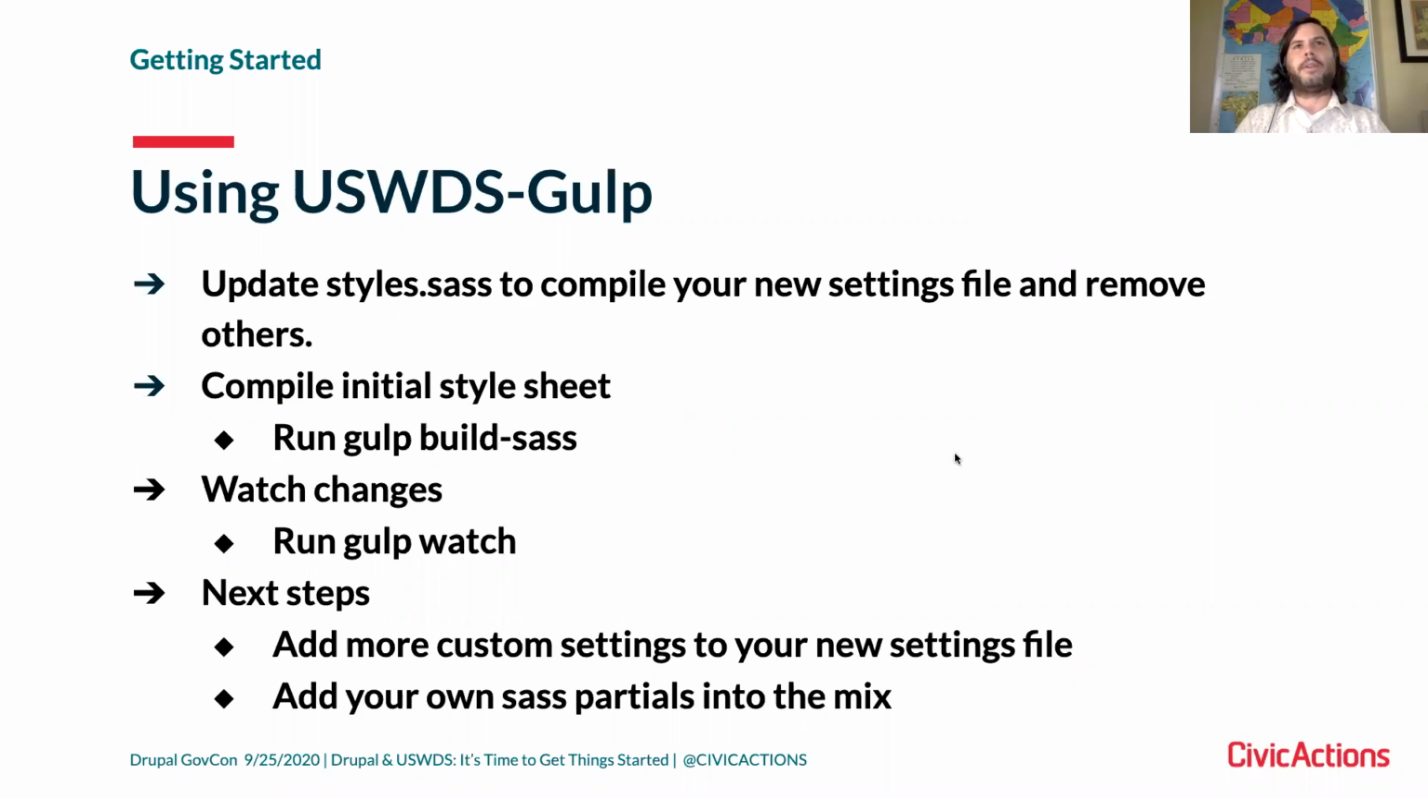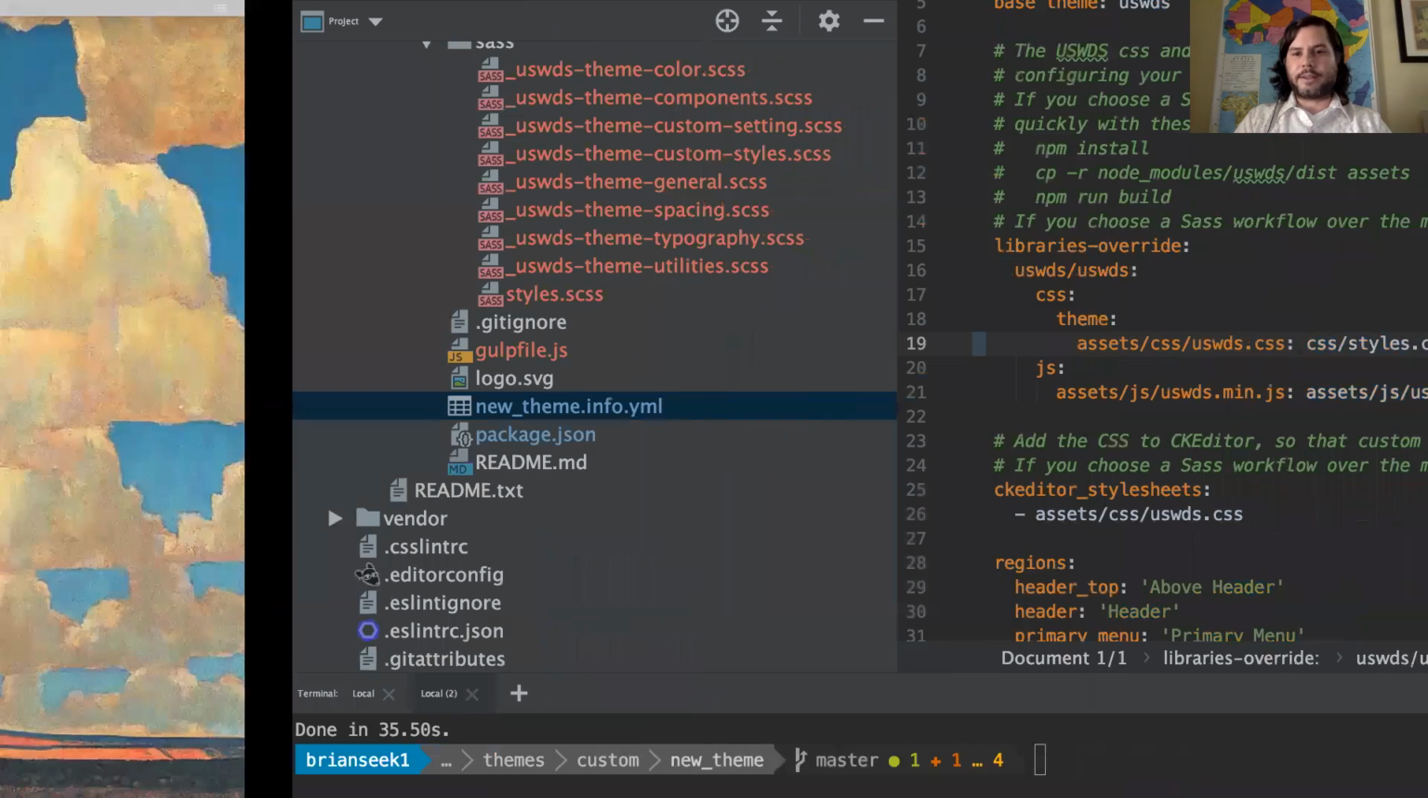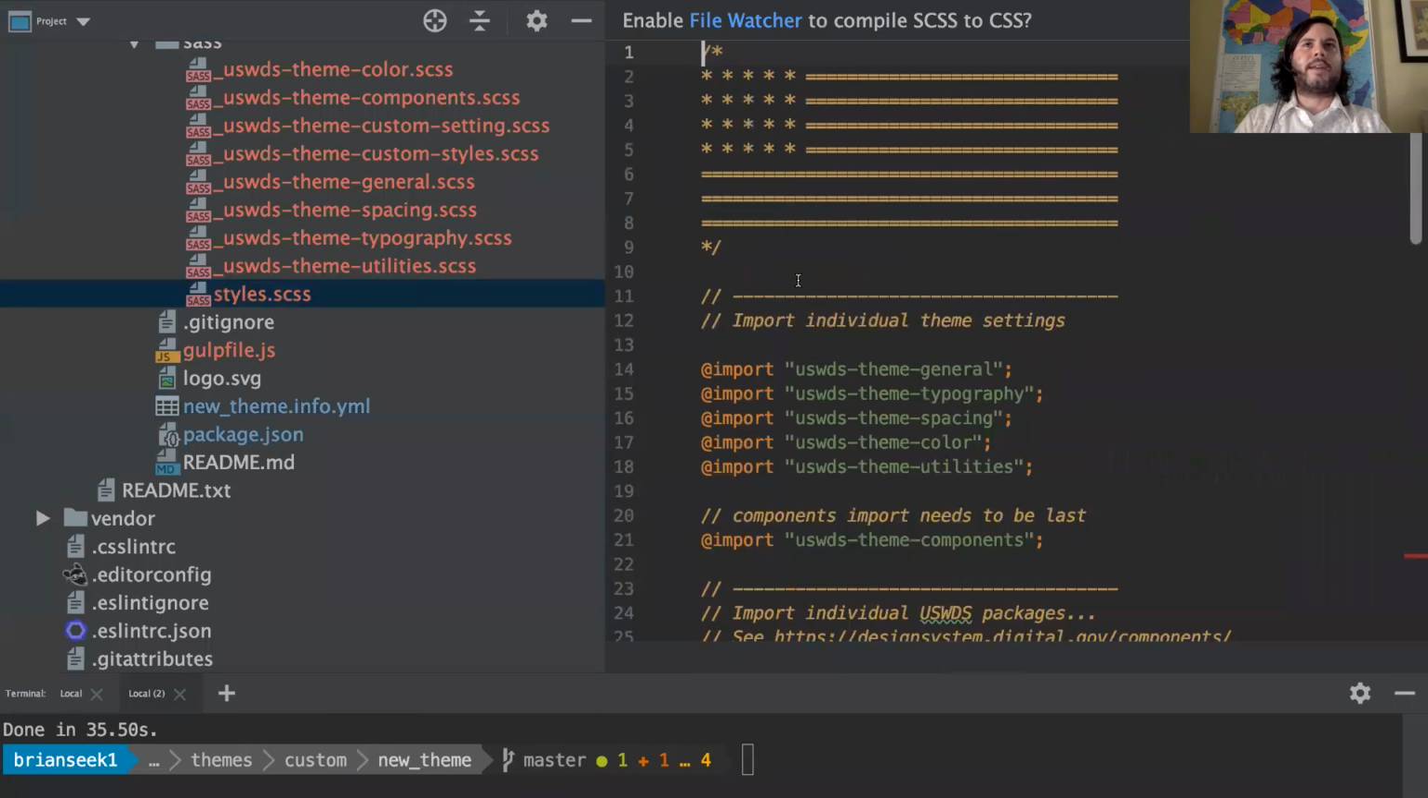So the next thing we need to do is update that styles.scss to compile our new settings, and then we're going to remove the others. We're going to compile the initial style sheet here by running the build sass command, and then I'll show you how to watch for changes, and then we'll talk about next steps of setting some more settings here. So let's do that. Let's open up styles.scss.